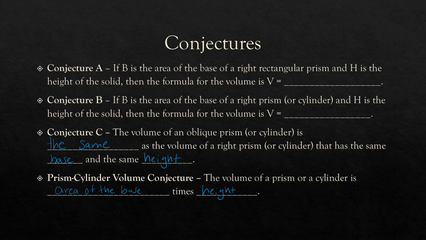Remember that in an oblique cylinder or prism, we have to use the perpendicular height. So that may not be the lateral edge anymore. Use the perpendicular height for the height of the prism.